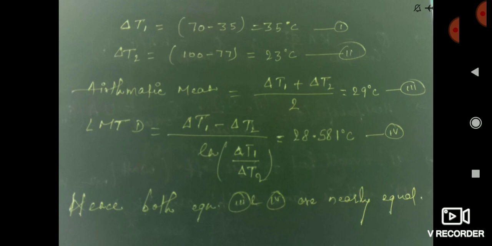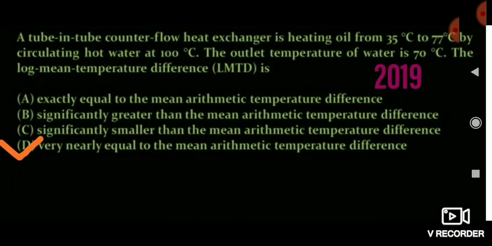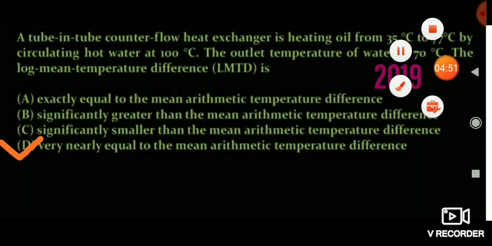But when you calculate the LMTD, that is delta T1 minus delta T2 divided by ln of delta T1 by delta T2, that is 28.581. Friends, you can see here that these both equations 3 and 4 are almost nearly equal to each other, means 29 and 28.581. So here you can read the four options. It is not exactly equal, significantly greater, significantly smaller, these are all incorrect. And in the D option you can get that it is nearly equal to the arithmetic mean temperature difference. So you should mark the D option.